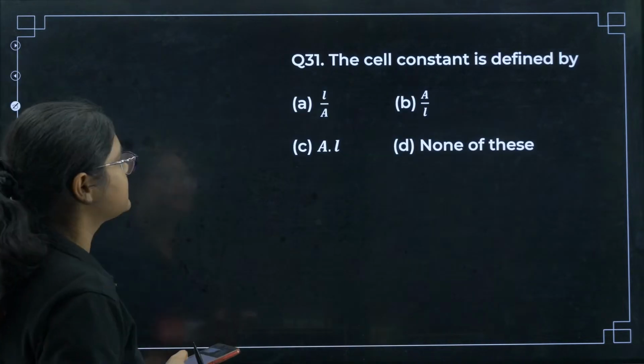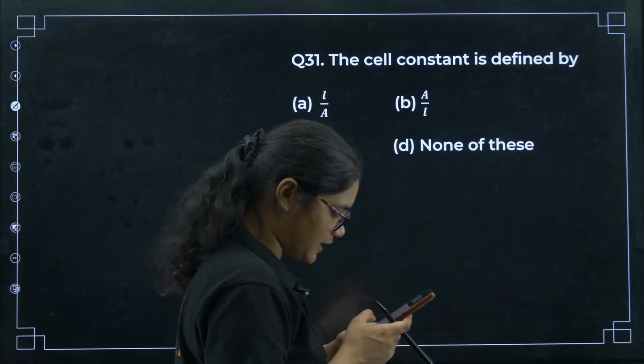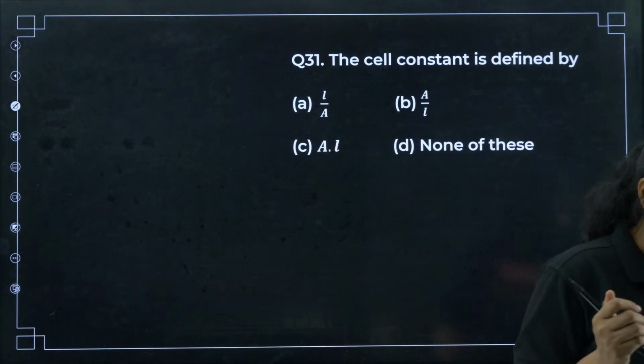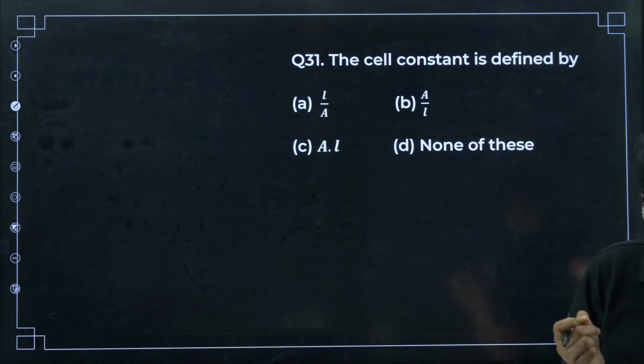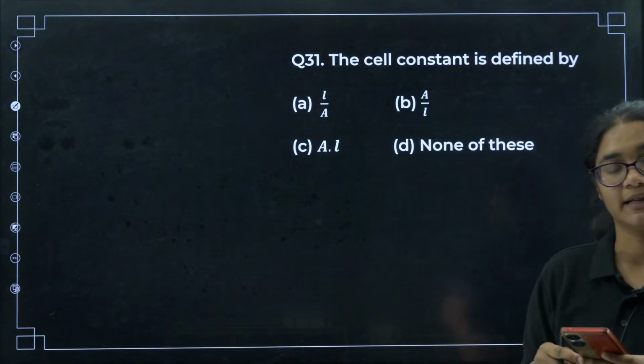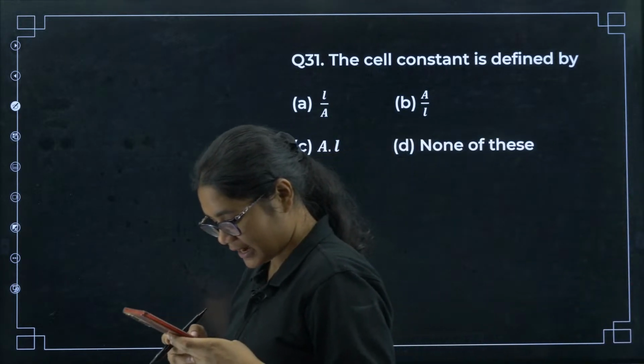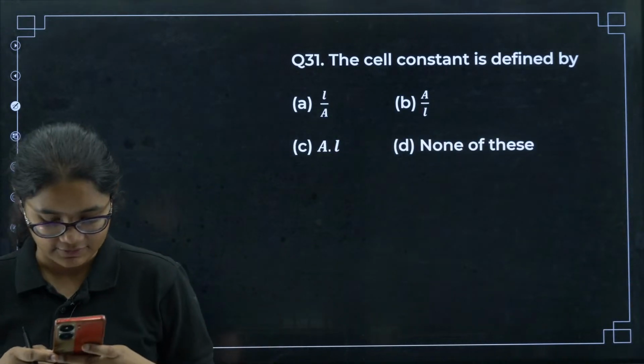Next, 31. The cell constant is defined by. Very easy question. Pratik has a question about which preparation is done here. So Pratik, we do K-set, Comet K and PU2, PU1 preparation. If you are an aspirant for that, you can attend our series definitely.